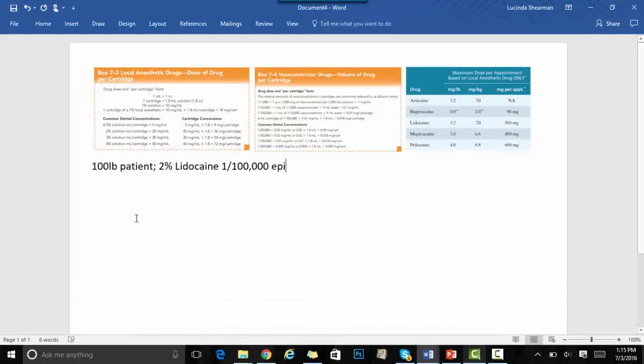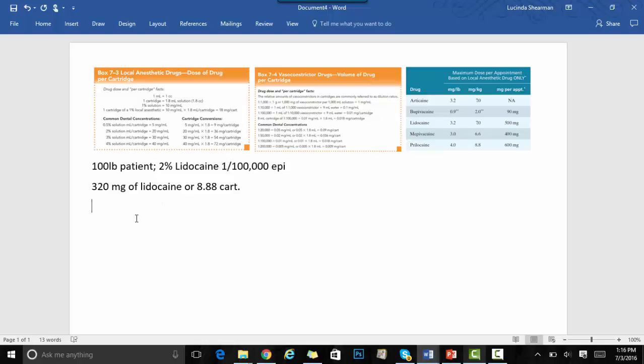Now, going back to our first patient, what if our first 100-pound patient was going to get 2% lidocaine with 1 to 100,000 epinephrine? All other calculations are the same in that she's limited to 320 milligrams of lidocaine or 8.88 cartridges. But let's calculate how much epinephrine that would be.